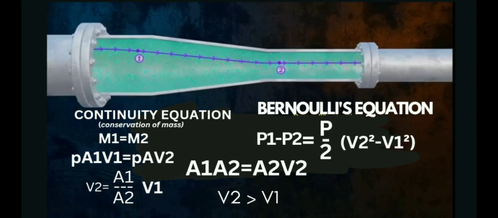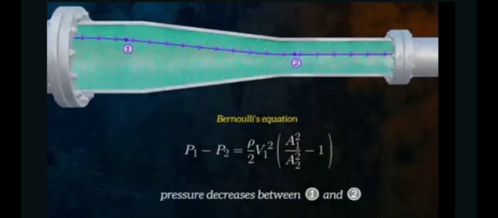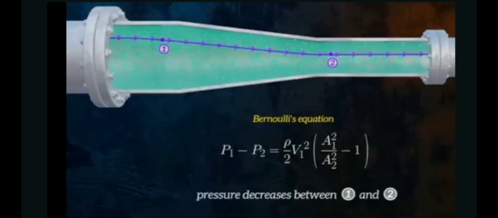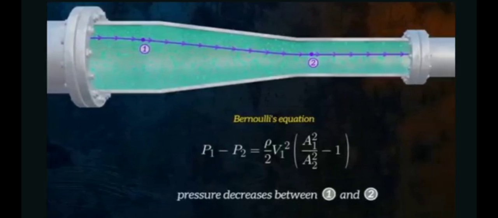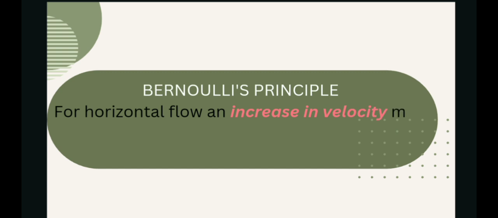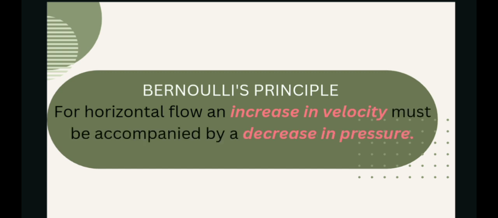This is quite intuitive, as by substituting this expression for V2 into Bernoulli's equation, we can see that the velocity increases between point 1 and point 2. The pressure between both points must decrease. This concept for horizontal flow, that increased velocity must be accompanied by a decrease in pressure, is one way of formulating what we call Bernoulli's principle.